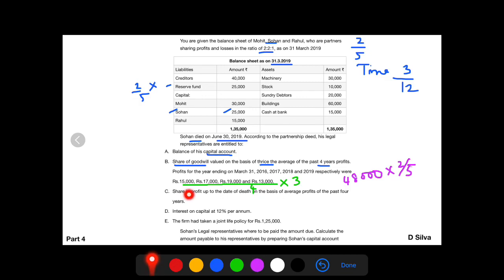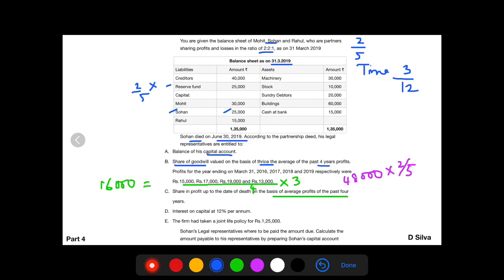Next point. Share in profit up to the date of death on the basis of average profit of the past 4 years. Now you are going to give Sohan's share of accrued profit. This is based on the average profit of past 4 years. So what will be the average profit? If you take 15,000 to 13,000 divided by 4, you're going to get an amount of rupees 16,000. This is going to be the accrued profit of the business.